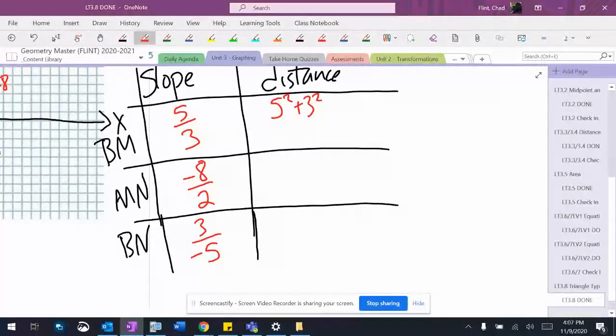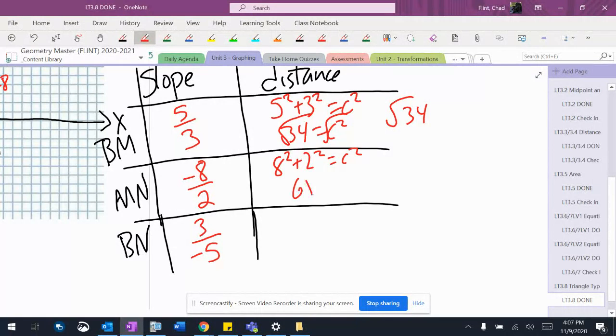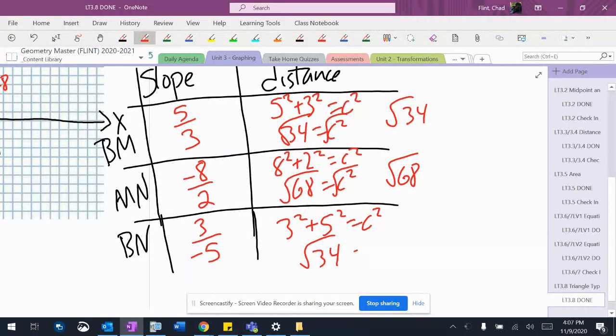So 5 squared plus 3 squared equals c squared. And again, I didn't reduce any of my slopes, so I can use those numbers in my Pythagorean theorem. Let's see, that's 34. So square root of 34. And then 8 squared plus 2 squared equals c squared. That's 68. And 3 squared plus 5 squared equals c squared. Square root of 34.